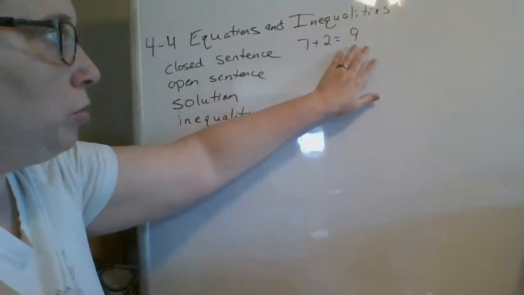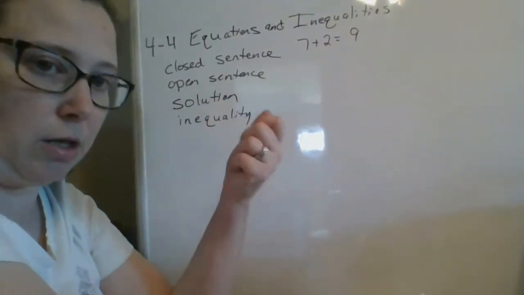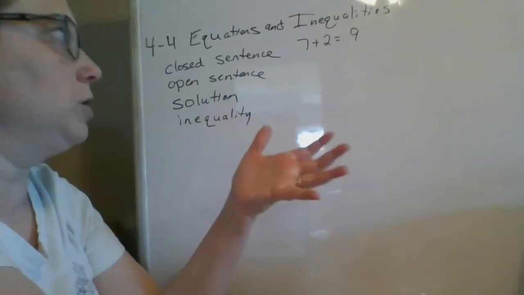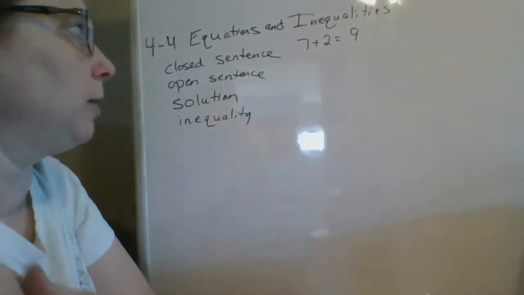But this is a closed sentence because there's nothing that can change about it. It's kind of like it's a locked equation. There's nothing that can change about it. We just have 7 plus 2 equals 9.